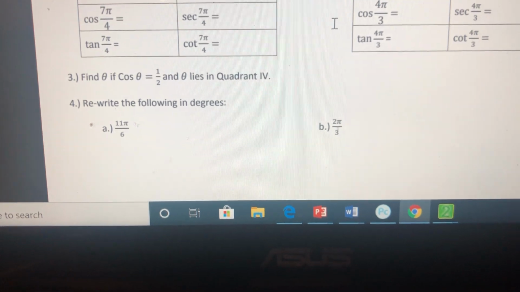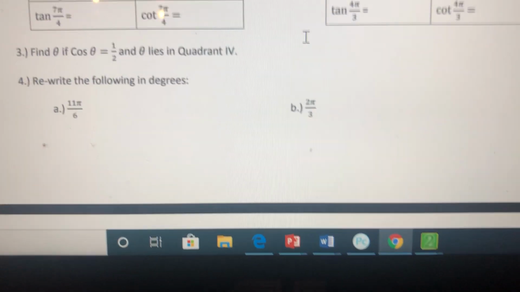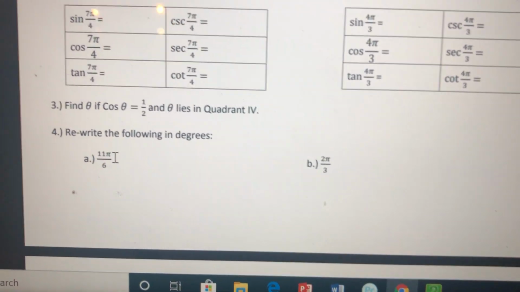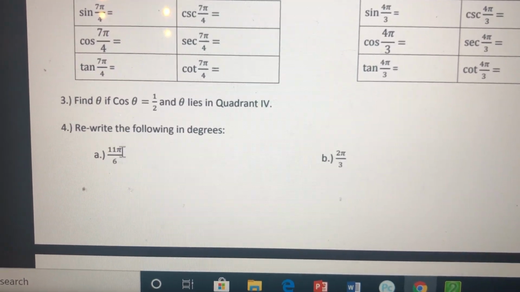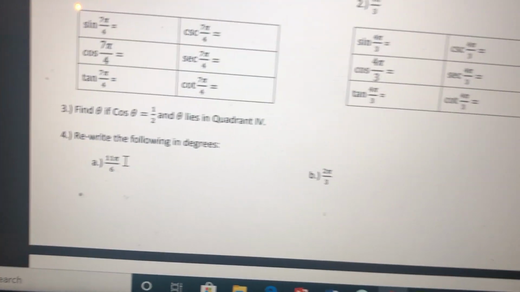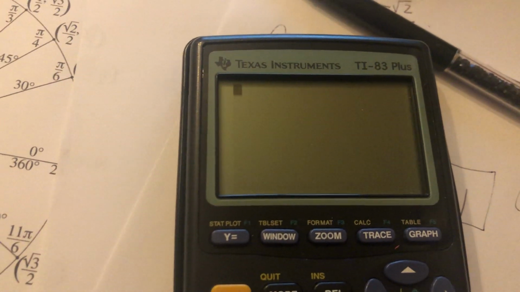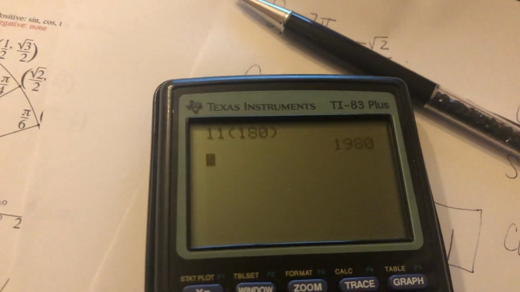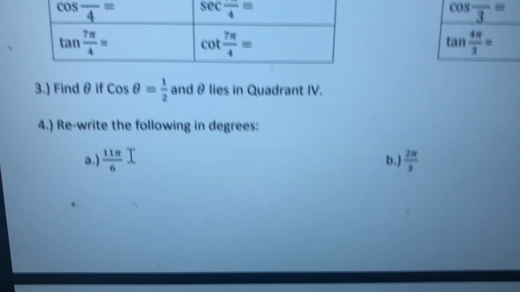What else? This we talked about already, converting from radians to degrees. Whenever you want to do this, the easiest thing to do is replace the pi with 180. Here I have my calculator. 11 pi over 6: 11 times 180 divided by 6 is 330 degrees. So that's pretty straightforward.